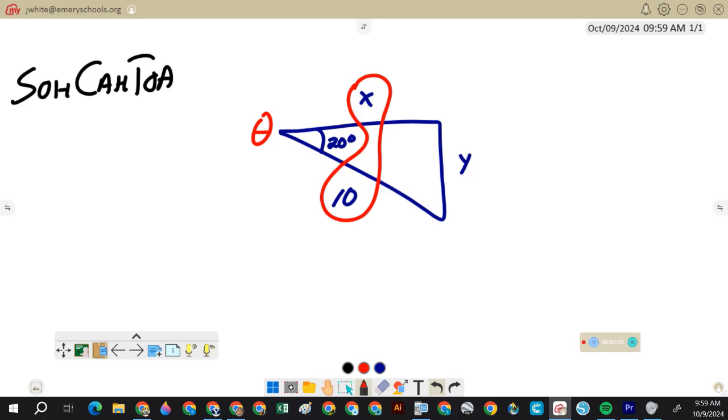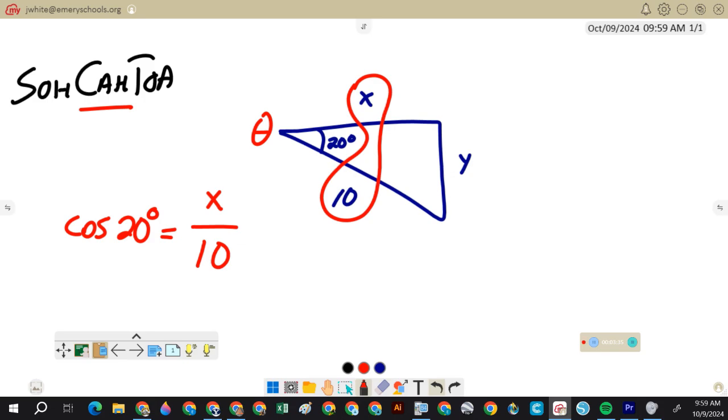Now this is a little bit tricky, so pay close attention. If you don't understand, don't let me move on until you get this. So I'm going to choose cosine. I chose cosine because I'm looking for the A side and I know the H side. So I'm going to write the cosine of the angle, and I happen to know that the angle is 20 degrees, is equal to the adjacent side, which is labeled X, over the hypotenuse, which is labeled 10. Does that make sense?